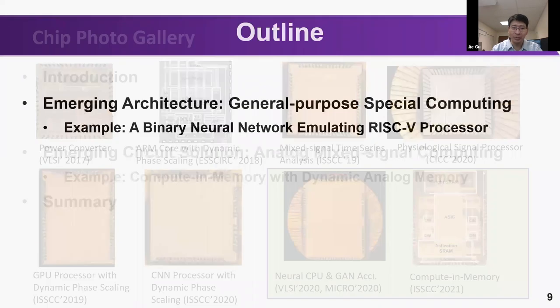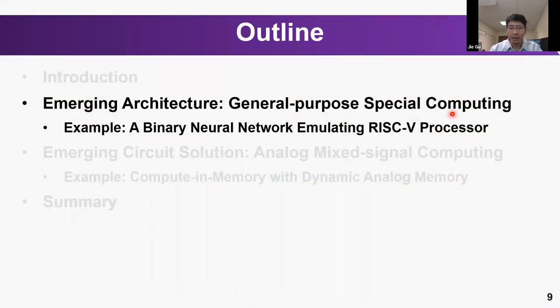Without further ado, I'm going to get into the technical discussion. In the first topic, I want to share a very special architecture we are trying to work on. We're trying to use a neural network to do something that people do with general purpose computing. So let me show why we want to do it and what we can deliver here.